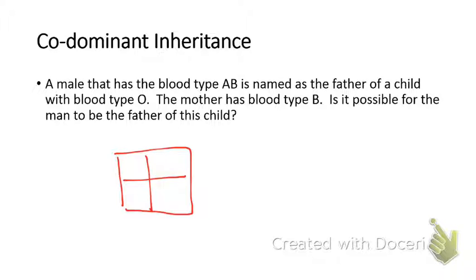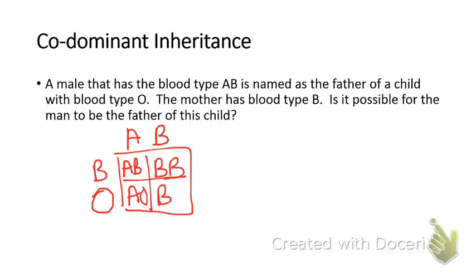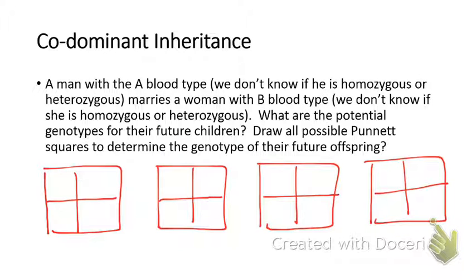A male that has the blood type AB is named as the father of a child with blood type O. The mother has blood type B. So even if the mother is heterozygous, we want to know, is it possible for the man to be the father of this child? If we fill in this Punnett square, we can see that it doesn't matter whether the mom's heterozygous or not. There is no square that only has 2 O's, so no, he cannot be the father.